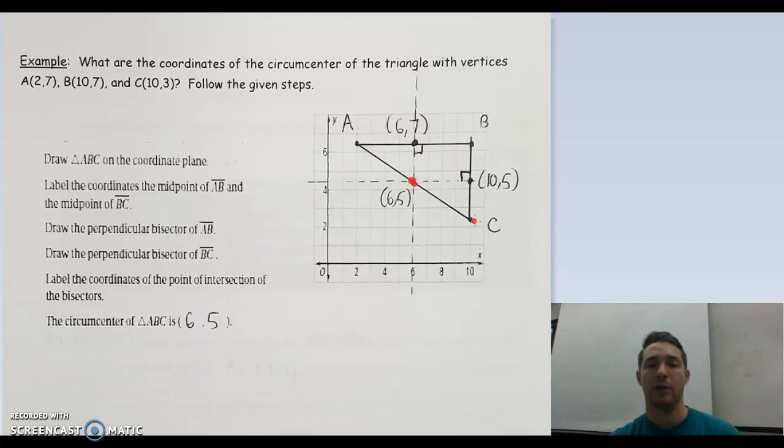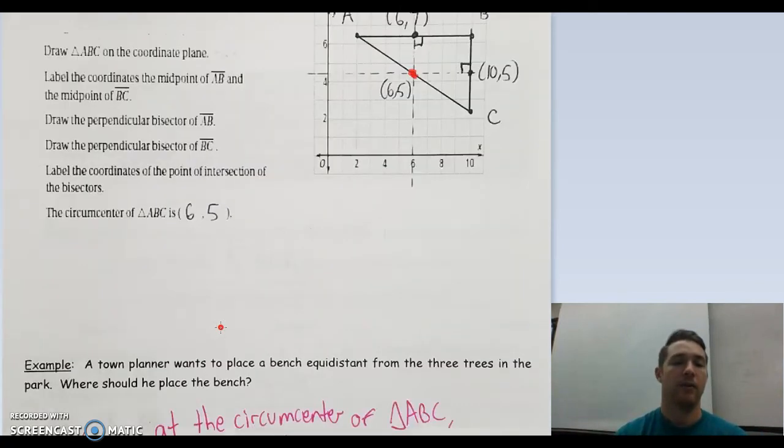And notice for a right triangle, those meet exactly on the hypotenuse of that right triangle. So we didn't see it last time. They met inside the triangle. This time they're meeting on the side of the triangle. So the circumcenter would be 6, 5.